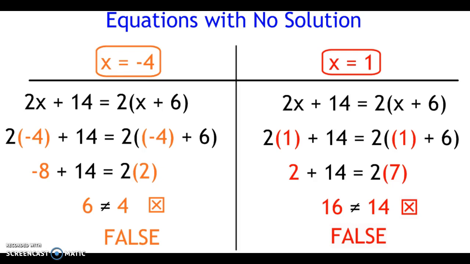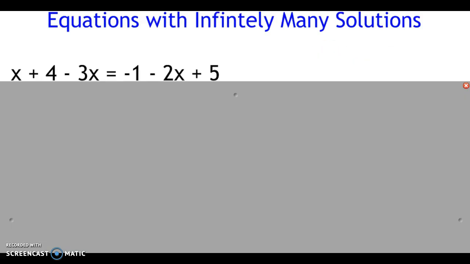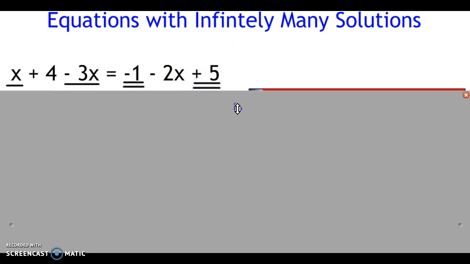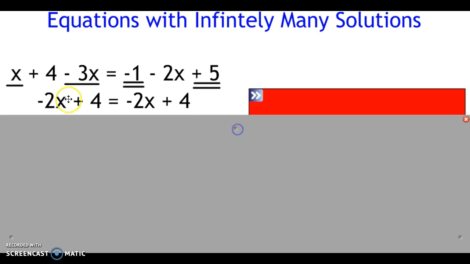The other type of special solutions equation is infinitely many solutions. You could also say equations with infinite solutions. That's also okay. Taking a look at this example, the first thing we're going to do is combine like terms on both sides. We combine x and -3x to -2x. And on the right-hand side, we combine -1 and +5. That gives us a +4. That's just combining like terms.